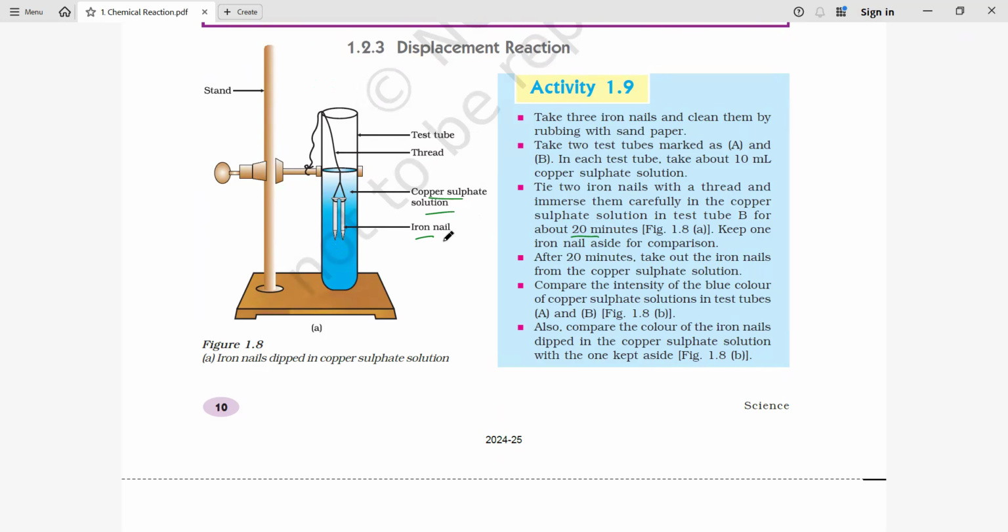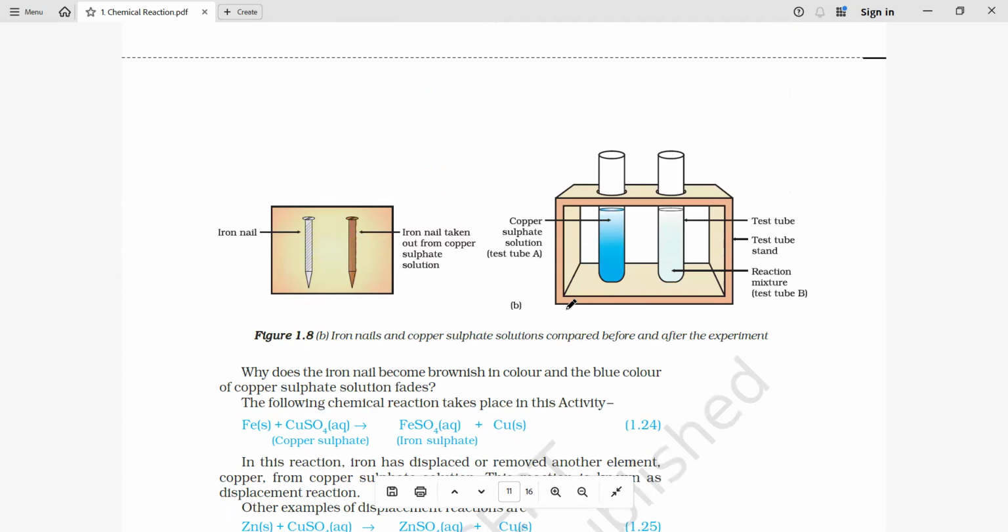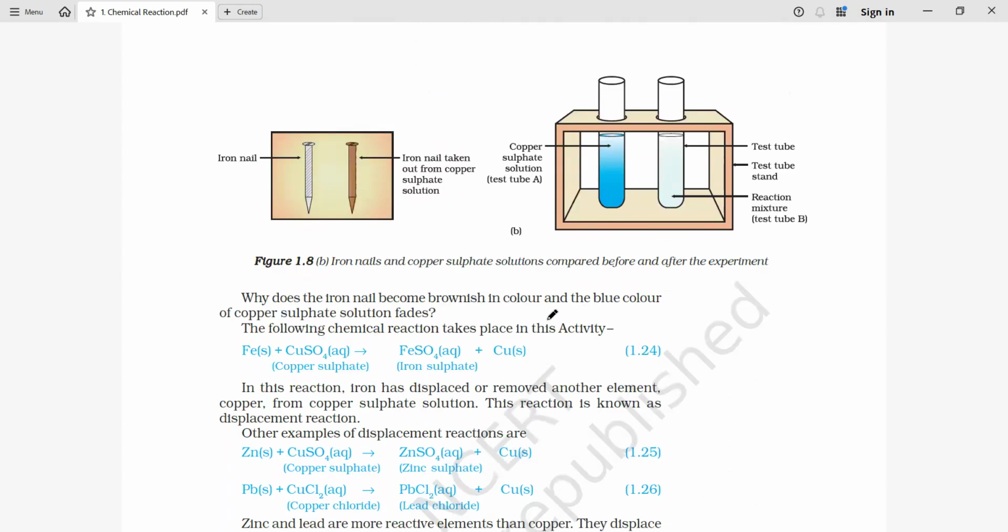After 20 minutes, they are going to observe whether the blue color of the solution is going to change, whether it is going to fade, and whether the color of the iron nail is also going to change. चेंज हुआ तो क्यों चेंज हुआ है, that we are going to observe here. चेंज होने का कारण क्या है, whether it is the displacement of high reactive element to the low reactive element. So that is observed here.